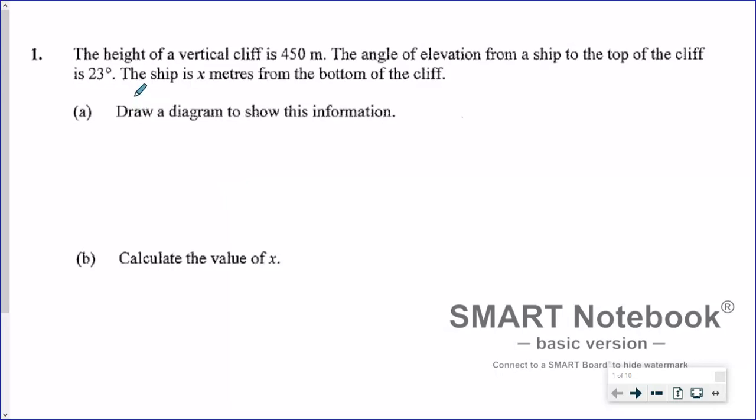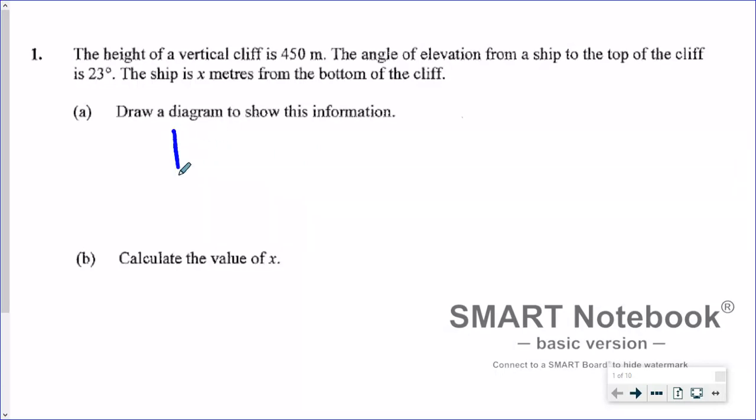All right, so we'll start pretty basic here. It says the height of a vertical cliff is 450 meters. The angle of elevation from a ship to the top of the cliff is 23 degrees. The ship is X meters from the bottom of the cliff. First, it says to draw a diagram.